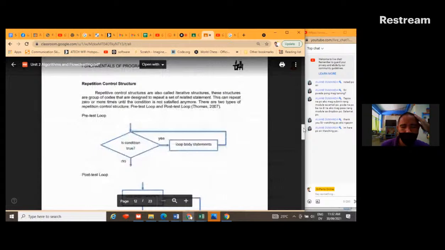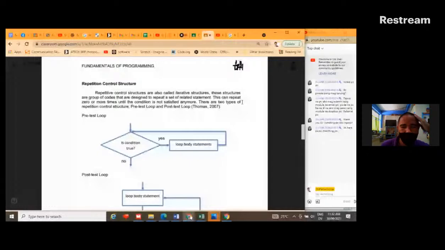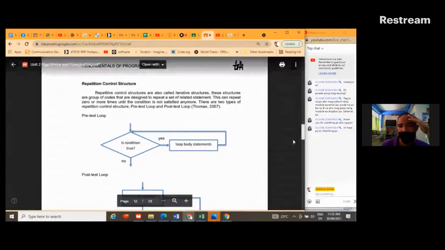Because this can repeat zero or more times until the condition is not satisfied anymore. So there are two types of repetition control structure, the pre-test loop and the post-test loop, according to Thomas 2017. So this is the pre-test loop. We have the condition. Then after that, we have the statement here and goes back to the loop.